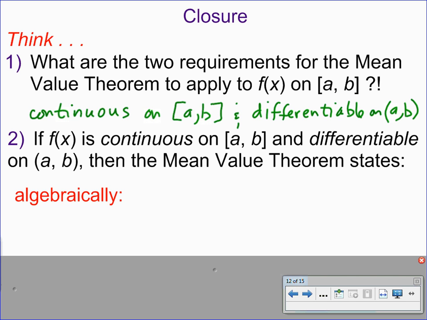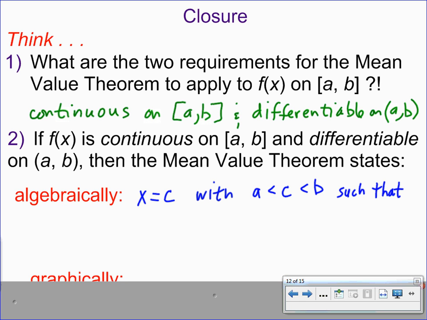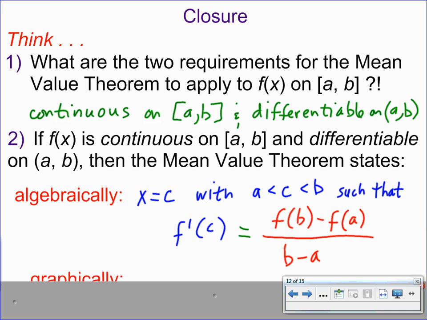So algebraically, let's go ahead and write that. There exists an x equals c with c in between a and b such that f prime of c is equal to f of b minus f of a all over b minus a.